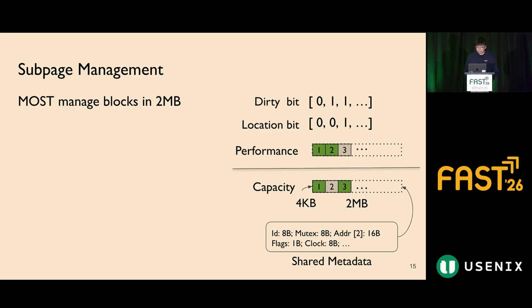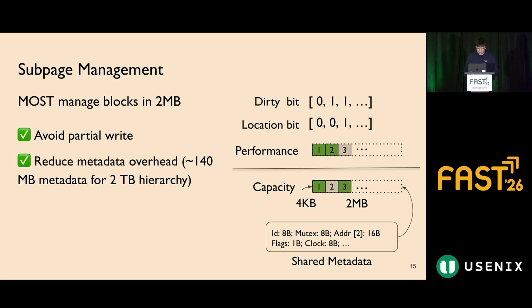First, 4 KB requests become overwrites to each sub page, and therefore avoid the partial write problem we mentioned before. Second, we save metadata, because the majority of the blocks are managed in 2 megabytes, while only a small amount of mirror blocks need extra bits to keep track of sub-page placements. As a result, MOST only needs 140 megabytes of metadata for a 2 terabyte hierarchy, compared to 13 gigabytes if we manage every page in 4 kilobytes.